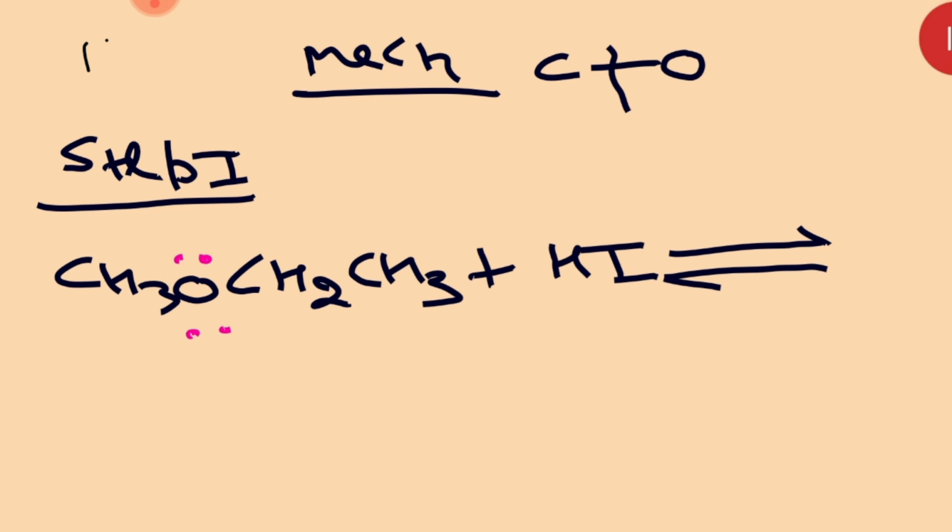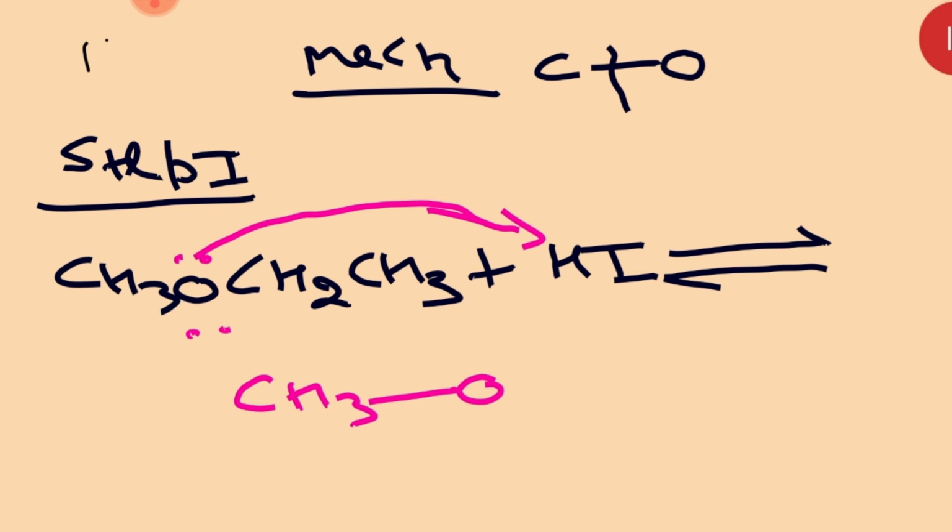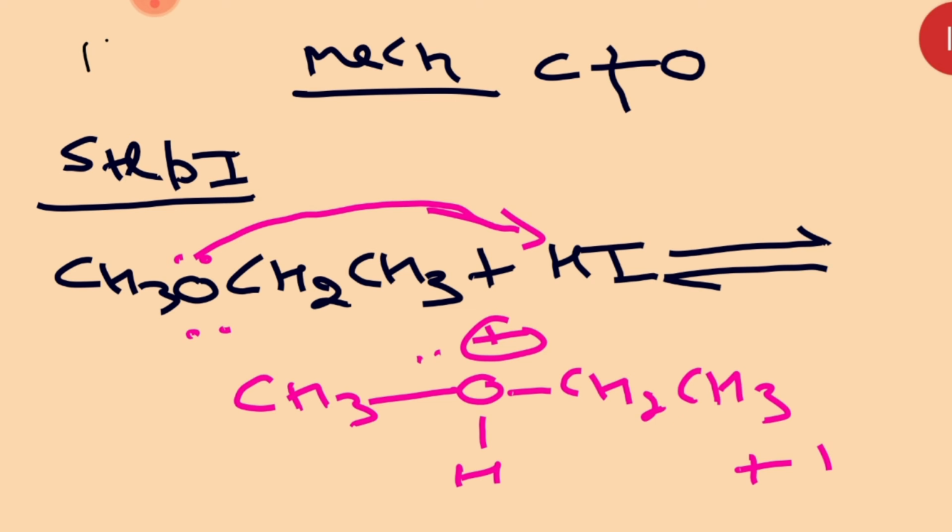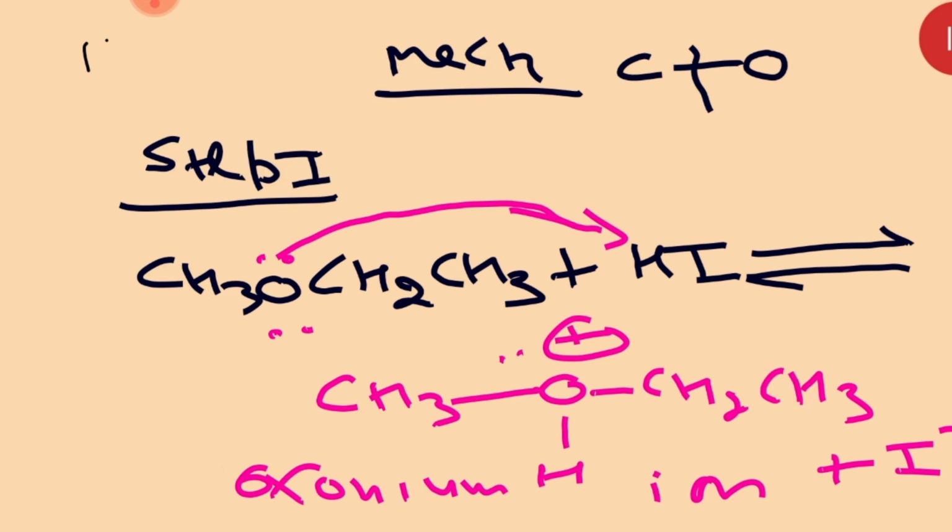In this case, this H will come there only. Then what is the product? CH3 OH positive, then CH2 CH3 plus I negative. Clear? This is the product we have formed. And what do you know? But on the oxygen there is a positive charge, that is why it is known as oxonium ion. What do you call it? Oxonium ion.